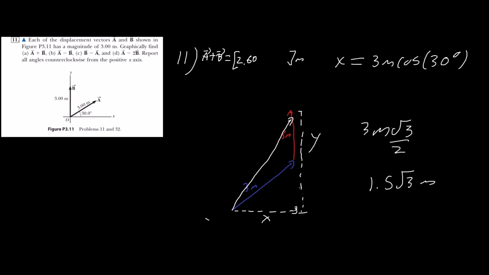And the y portion is going to be 3 sine of 30 degrees, which is going to be a half, plus 5 meters. So you're going to put that in the calculator. 3, oh, not 3, not 5. It's 3. So this would be 1.5 plus 3. So y would be 4.5 meters.